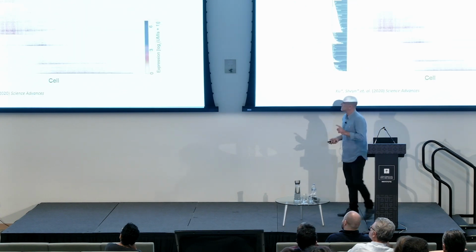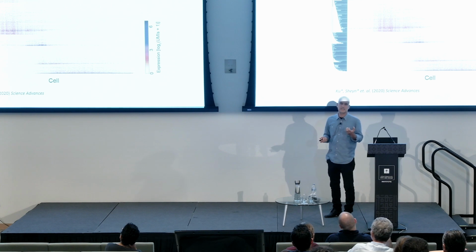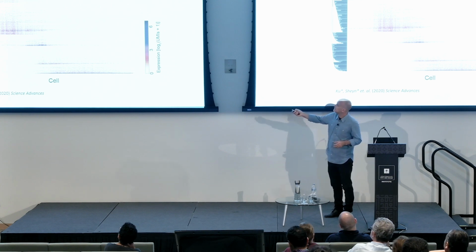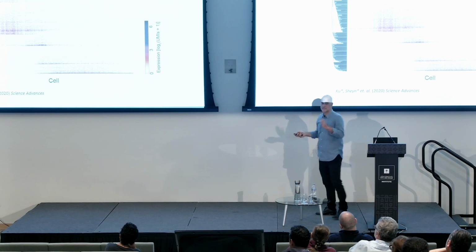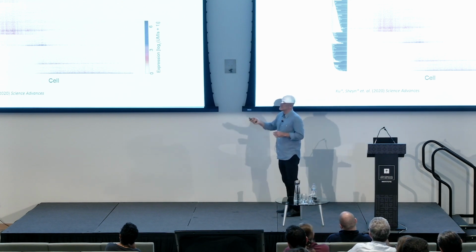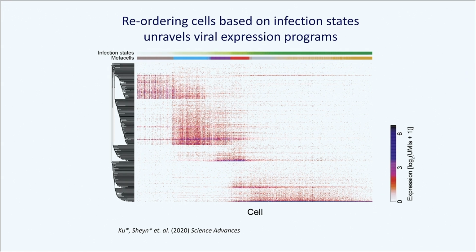It helps us now also, and now we can define what is the infection state, which is here. So again, we reorder the single cell. Each column here is a single cell. Each row is a viral gene. And when we reorder them now based on the infection state, suddenly we unravel unique transcriptional program induced by the virus, as you can see here.